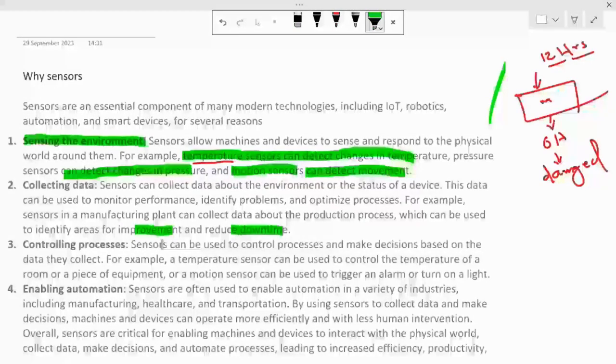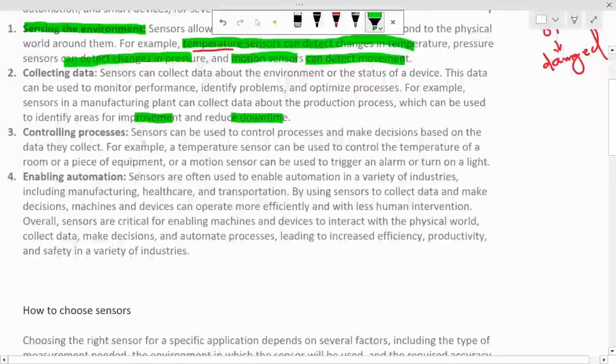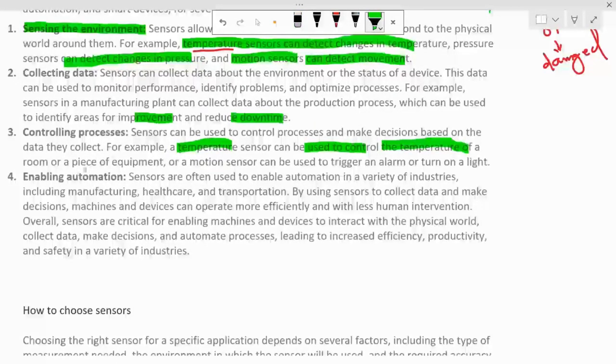Now let's see the third point, controlling processes. Sensors can be used to control processes and make decisions based on the data they collect. For example, temperature sensors can be used to control the temperature of a room or pieces of equipment, or motion sensors can be used to trigger an alarm or turn on a light.